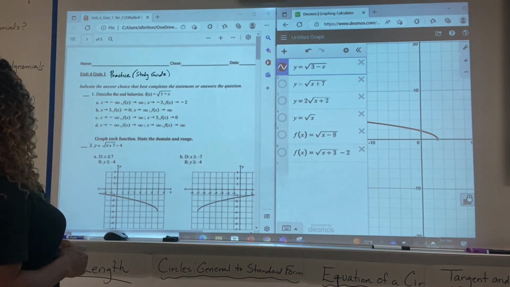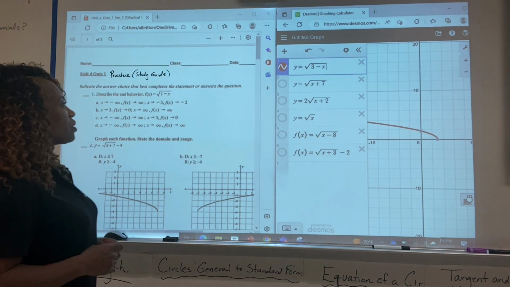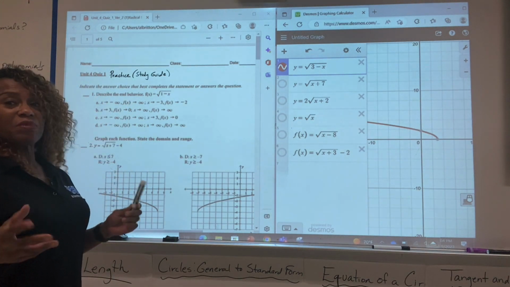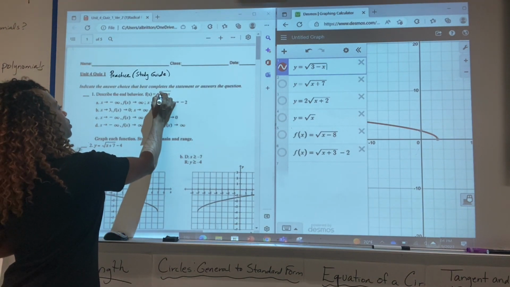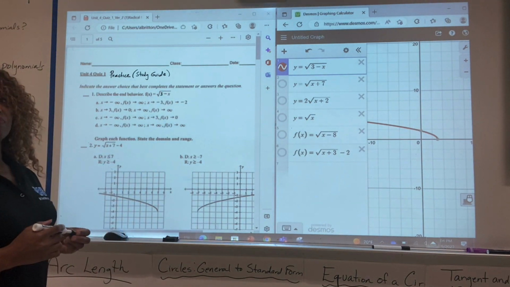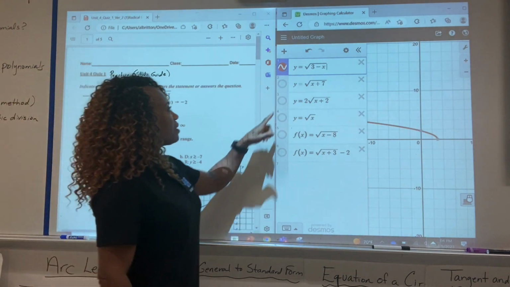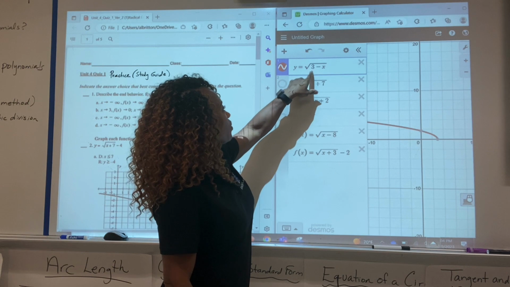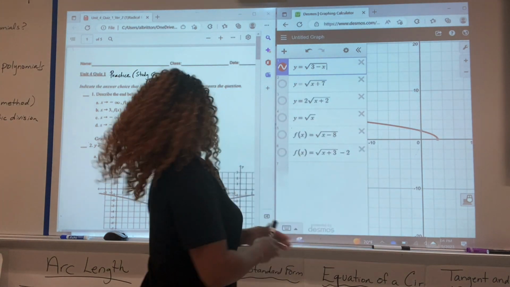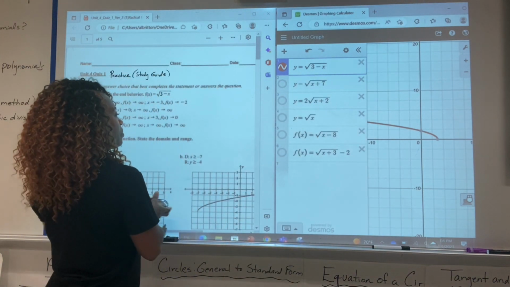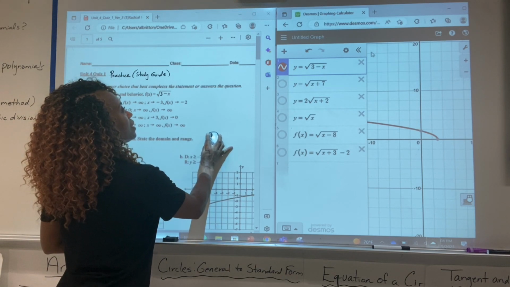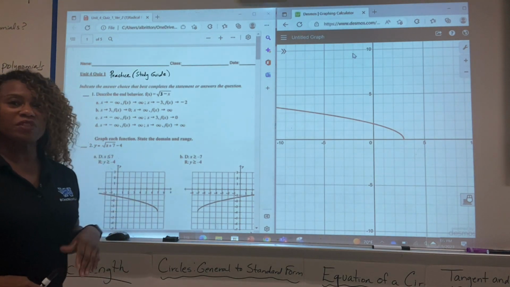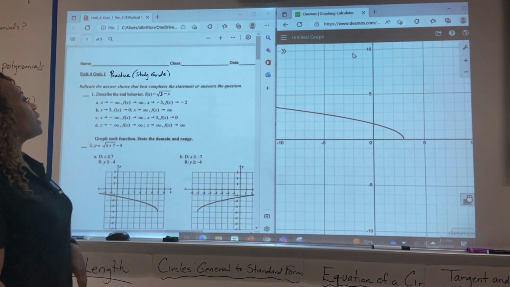So number 1, describe the end behavior of f of x is equal to the square root of 1 minus x. And for this particular problem, we see that there's a slight mistake. This will be changed to 3 minus x. And if you look over at the Desmos calculator, notice that I've already graphed it. I typed in y equals the square root of 3 minus x, and this is the graph. Let me close up this pane so that we can see the graph a little bit better. So let's see if we can identify which one of these multiple choice answers is correct.